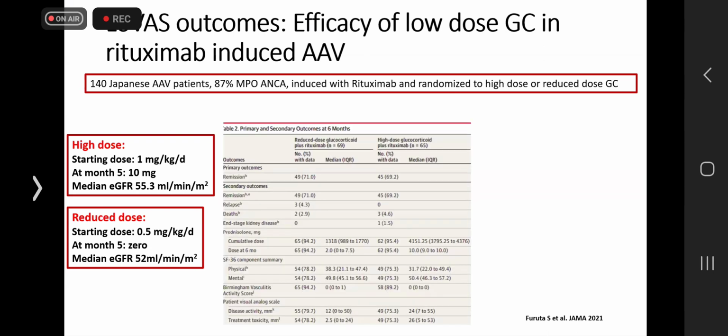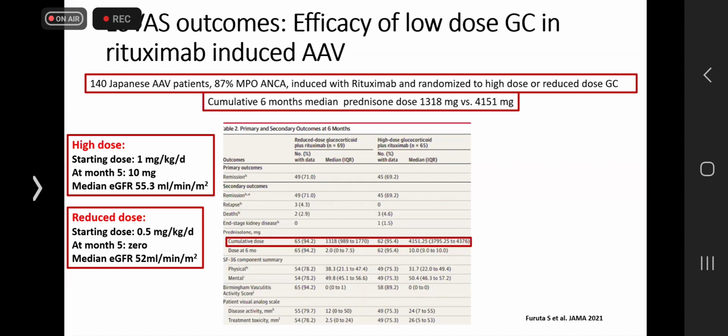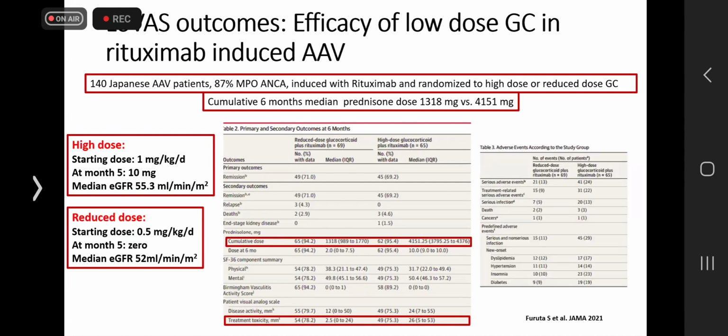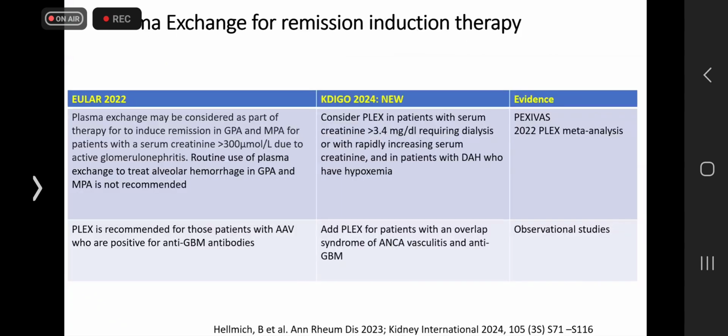And the primary outcome was complete remission at 6 months. So here the reduced dose glucocorticoid was non-inferior to standard dose for achieving remission. And in terms of cumulative dose, you would notice that the reduced dose was 1.3 grams versus the standard dose of 4.1 grams. And when you look at adverse events, if you look at the patient visual analog scale for treatment toxicity, it was significantly lower in the reduced dose glucocorticoid arm. And if you look at other adverse events, there was no statistical significance, but numerically lower serious adverse events and serious infection in the reduced dose glucocorticoid arm.